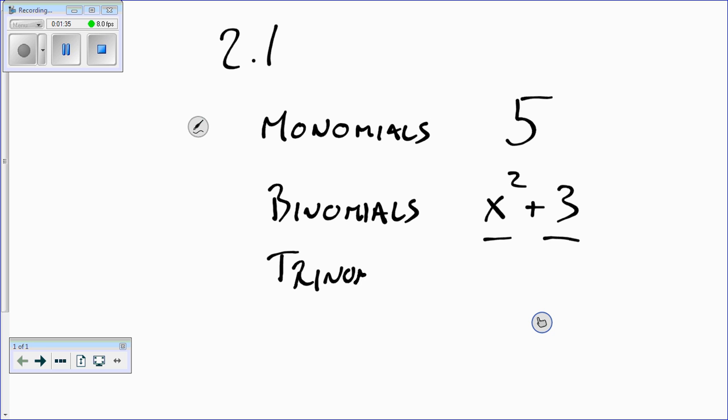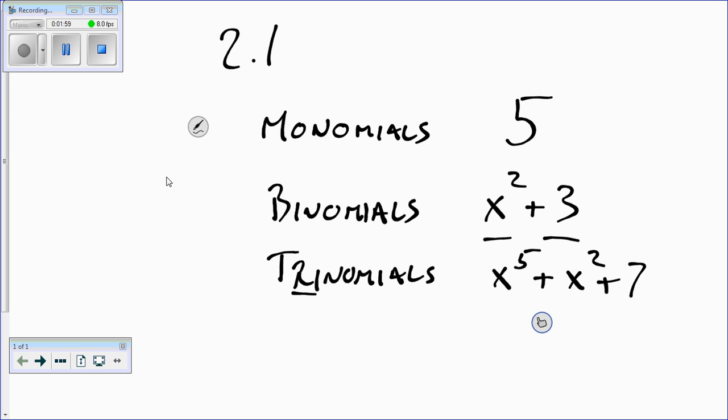Trinomials. Again, tri means 3. It's going to be something like x squared plus 2x plus 1. That's a quadratic trinomial. But it doesn't necessarily have to be quadratic. It can be x to the 5th power plus x squared plus 7 or something like that. So all these are expressions. Notice there's no equal signs.